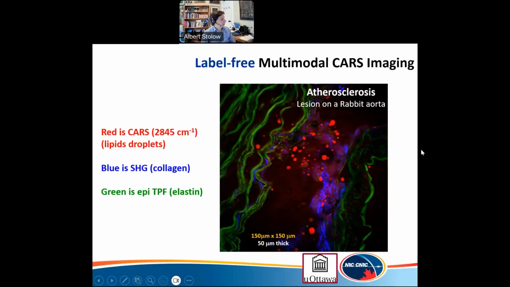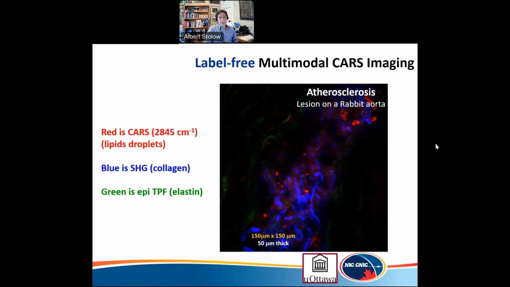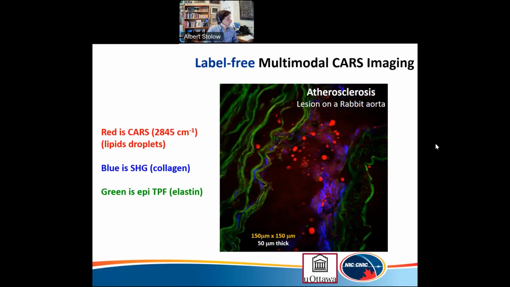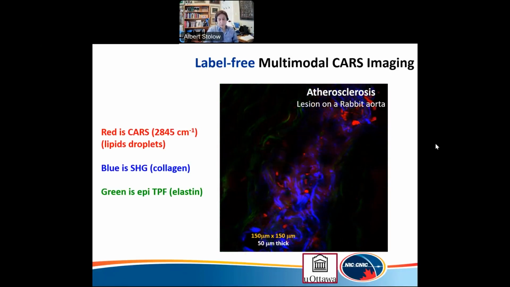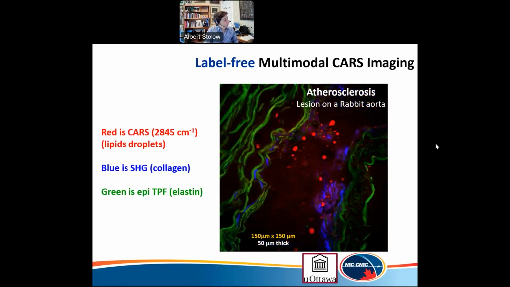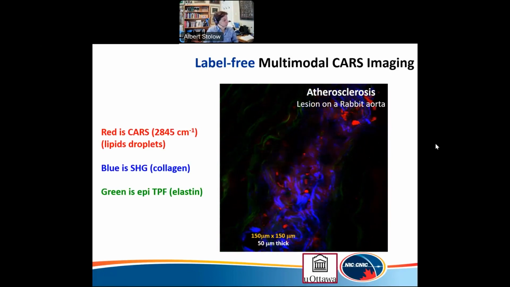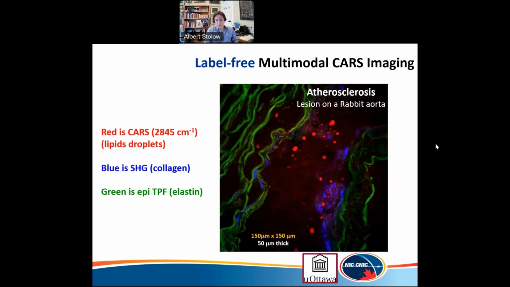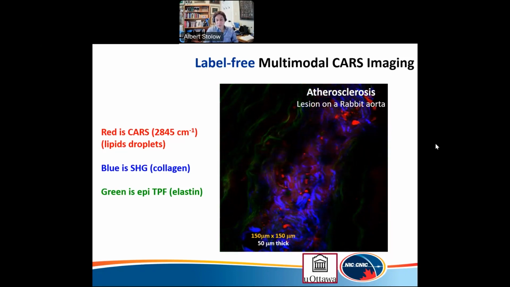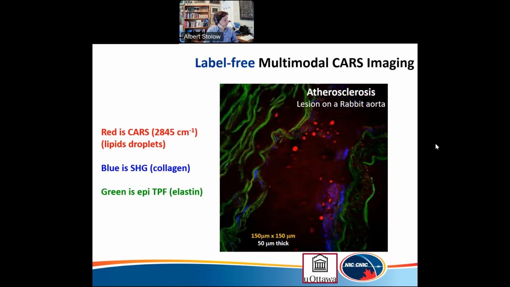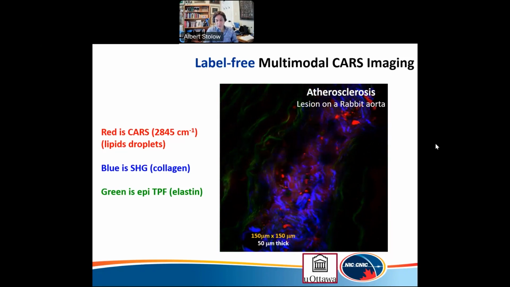So here's an example, one of the first examples we showed. This is label-free multimodal CARS imaging. This is from some collaborators who were doing Raman imaging of a rabbit aorta. They were studying a disease of the heart called atherosclerosis, which basically is fatty tissue building up inside the heart tissue and restricting the blood flow, and this can lead to problems for the heart.